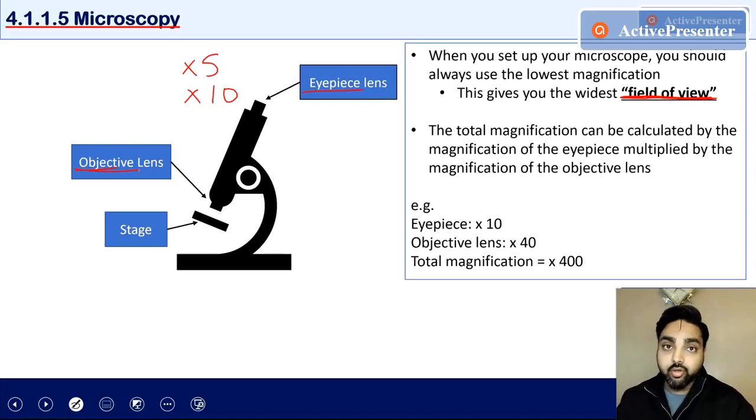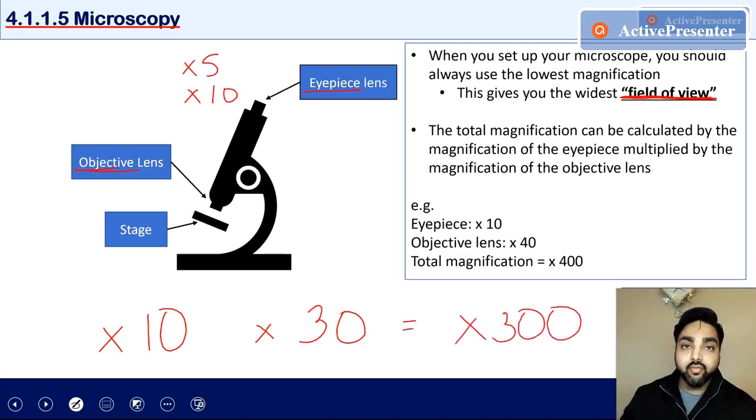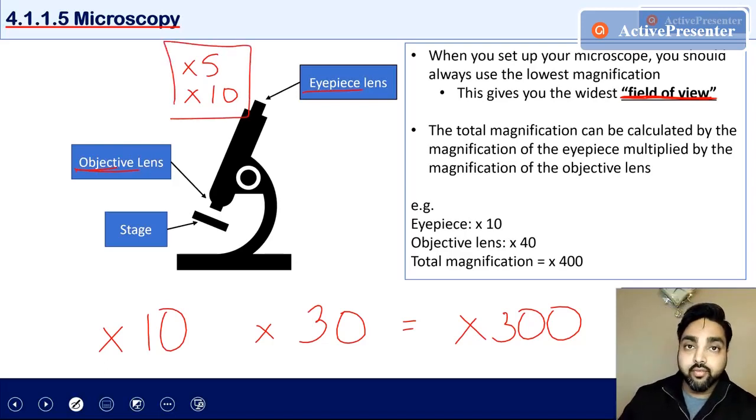I'll give you another example real quick: times 10 for my eyepiece, and my objective lens has a magnification of times, I don't know, 30. My total magnification is going to be times 300, and that's the magnification that I would look through my microscope. Again, bearing in mind, eyepiece lenses can only have a magnification of times 5 and times 10.